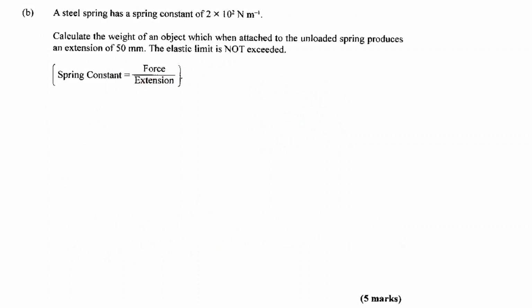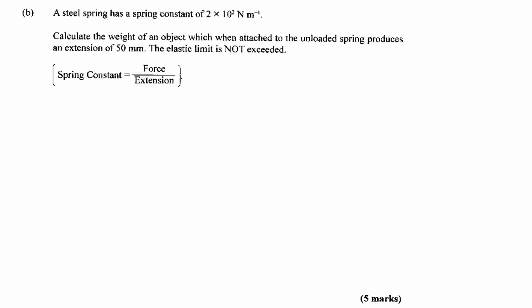Then, part B, we're told a steel spring has a spring constant of 2 times 10 to the second newtons per meter. We're to calculate the weight of an object which, when attached to the unloaded spring, produces an extension of 50 millimeters. And we're told that the elastic limit is not exceeded. And we're also given the formula that spring constant is equal to force over extension.